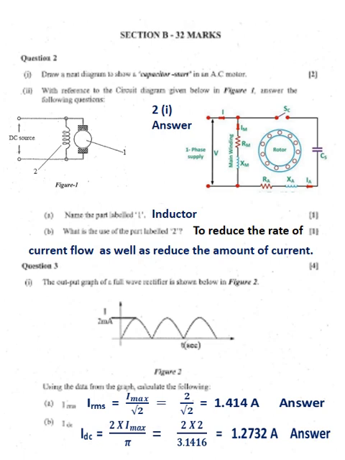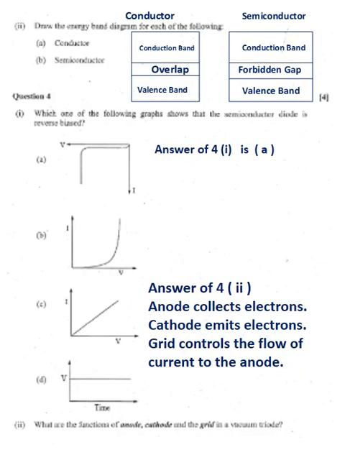Question 3. Part 1A. Answer 1.414 amperes. The working is shown. B. Answer 1.2732 amperes. The working is shown. Part 2. The energy band diagram for conductor and semiconductor are given.